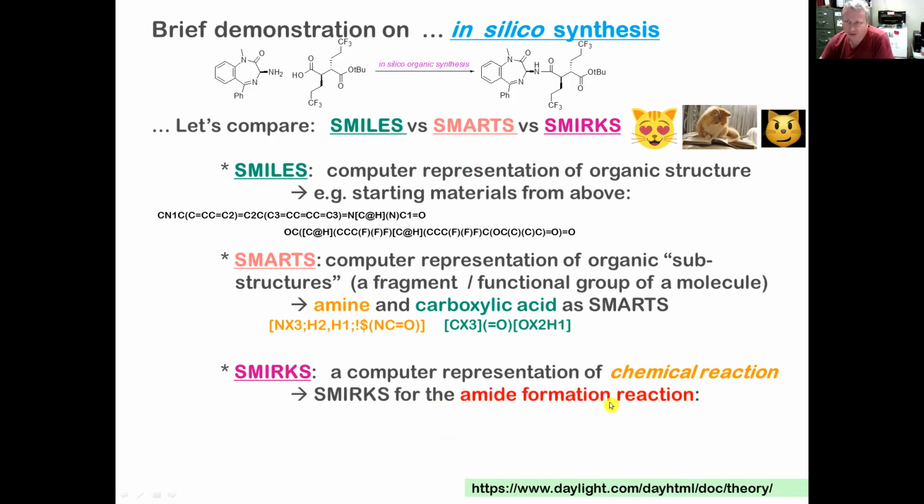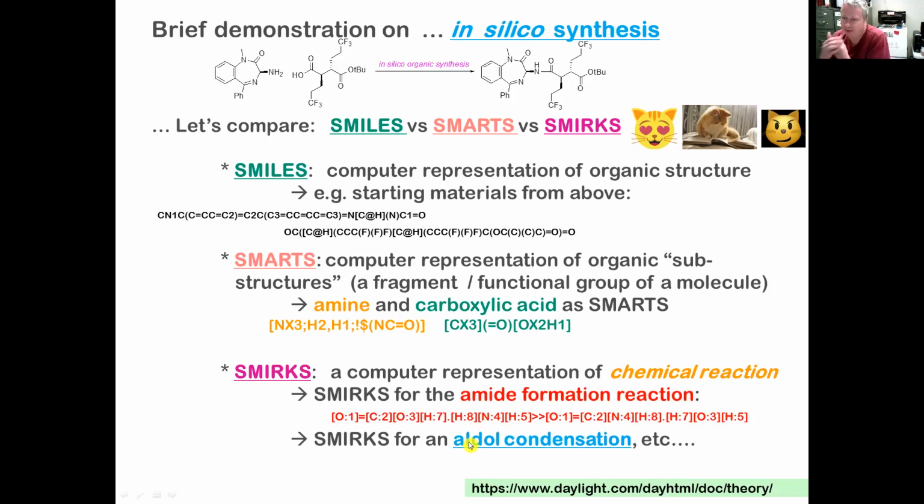SMIRKS for amide formation. I'll just show it right here. There it is. This weird series of letters is the SMIRKS string for amine plus carboxylic acid to make an amide, okay? And you can see the little arrows, that's where the reaction takes place. And I think on the right side, that's what the amide actually looks like as a SMARTS string, okay? So that's what SMILES, SMARTS, and SMIRKS are.